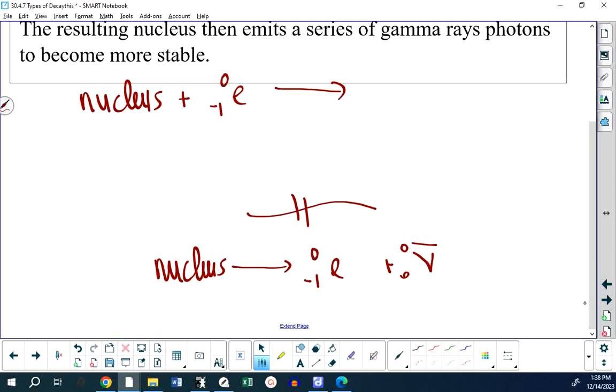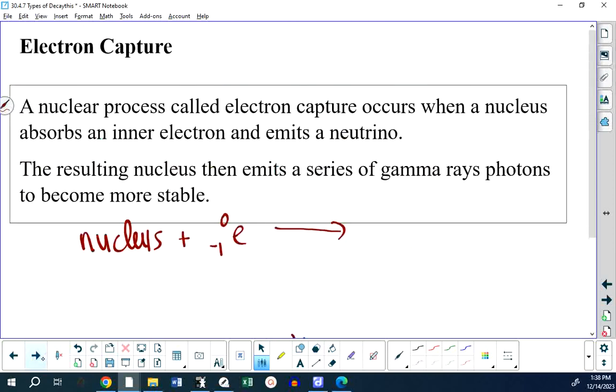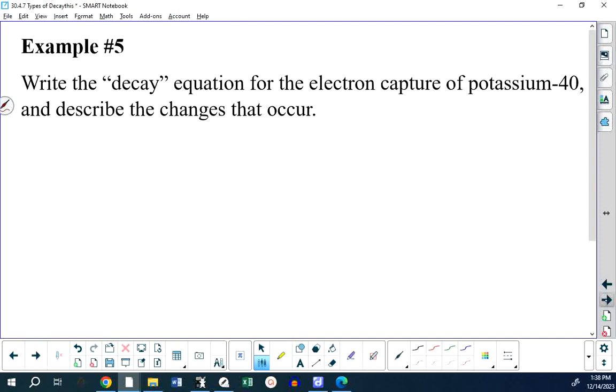So anyway, what you are told here is that during electron capture, a stray electron is captured by the nucleus, usually just an electron that's part of the atom. As a result, you get a neutrino and you get another nucleus. We'll talk about the last part here, about the gamma ray photons, in a second. So what's the electron capture equation for potassium 40?